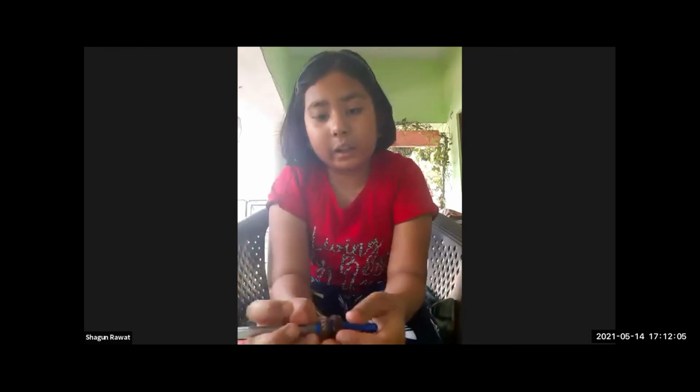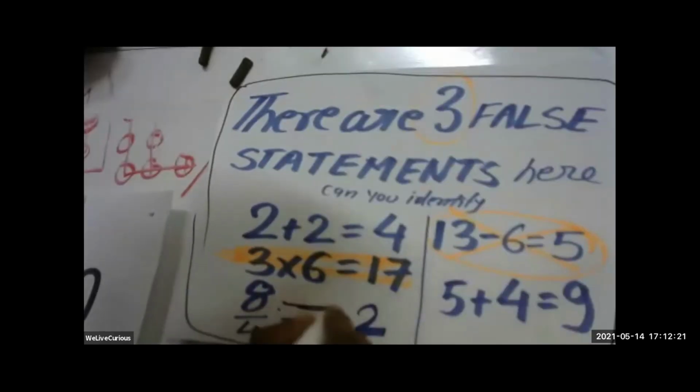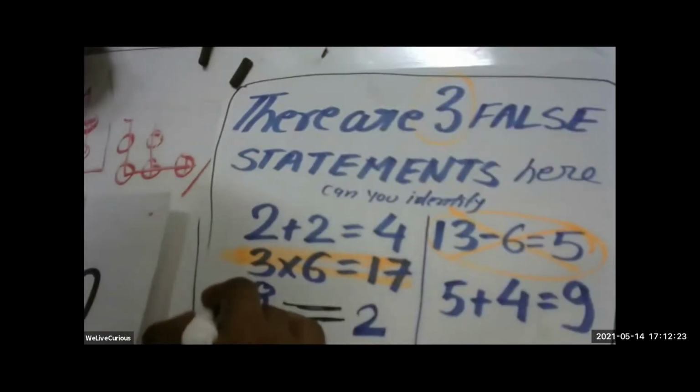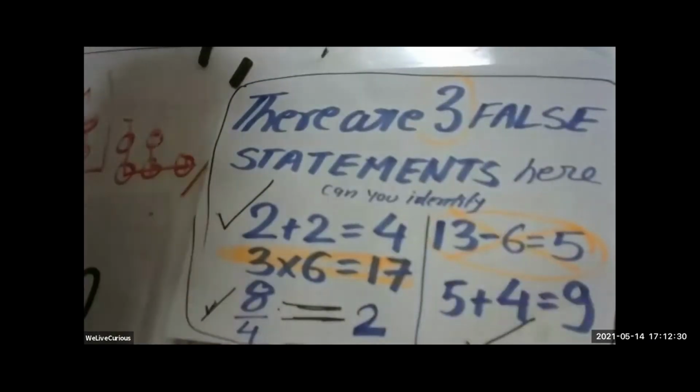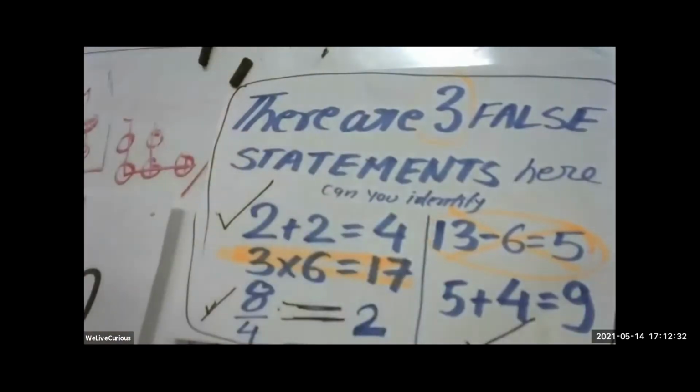8 divided by 4. Isn't that equal sign supposed to come a little more near to the 8, 4? Okay, I'll bring it near. 8 by 4 is 2 is the right statement. 2 plus 2 is right. 5 plus 4 is 9. Always right. Where is the third statement wrong?